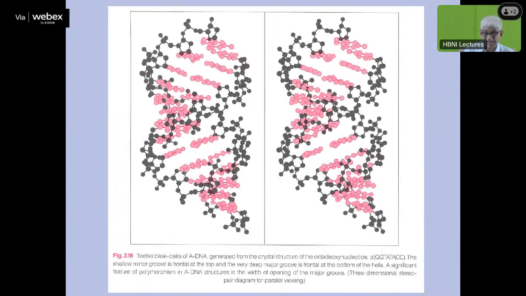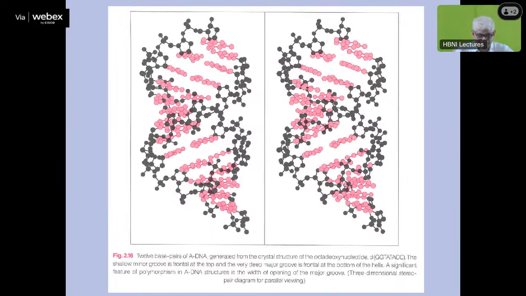Okay, now you see the appearances of the structures. Now this is a single crystal structure, okay? This is not the fiber diffraction anymore. This is now a single crystal structure, which shows the atomic details of the individual atoms. The oligonucleotide which is used here is GGTATACC. This is an 8-mer DNA sequence, and this is crystallized in the form of A-DNA. Okay, this is an A-DNA structure.